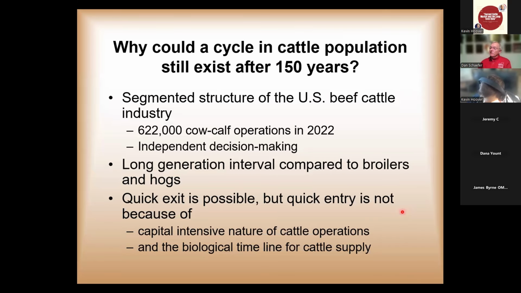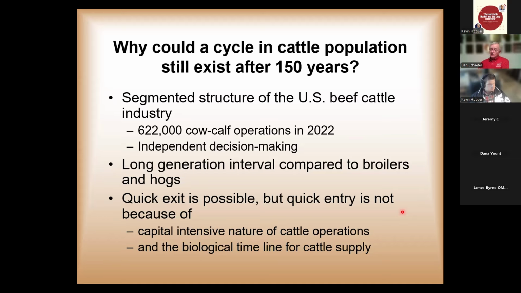All right, why could a cattle cycle still exist after 150 years? Well, our U.S. industry is a segmented industry. It is not an integrated industry, as is true for pork and for poultry. So we have 622,000 cow-calf operations in 2022, according to the Progressive Cattle magazine. Each of those cow-calf operators is an independent decision maker. As you know, they are not organized into any sort of cohesive decision-making strategy. So they each make independent decisions. That is a factor why we still have a cattle cycle.